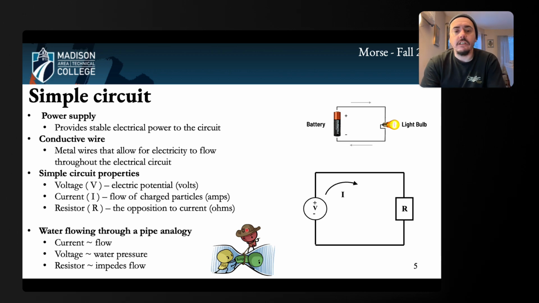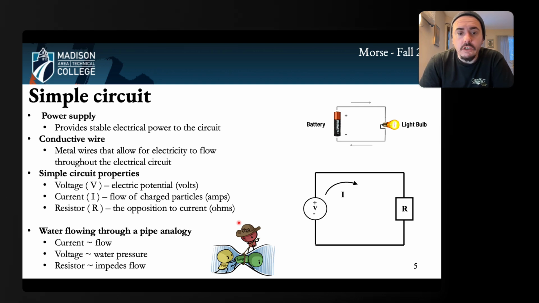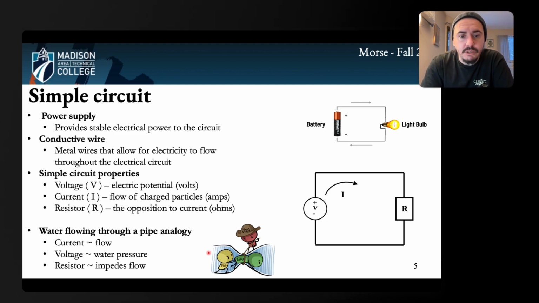And there's a good analogy that's often used between an electrical circuit and water flowing through a pipe or water flowing through a channel. So basically, I have this little doodle down here, and this is representative of this analogy. So current is the water flow. The voltage is the water pressure. That's what's providing the energy to actually push the water through the pipe. And then the resistance, or the resistor, impedes the flow. So it's something that's restricting the flow.